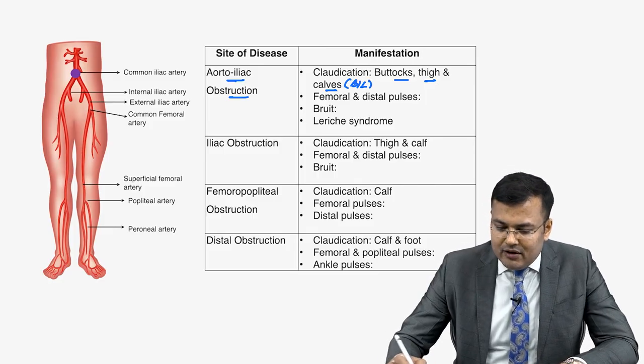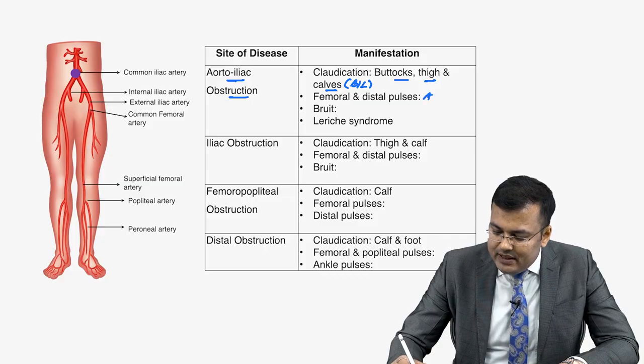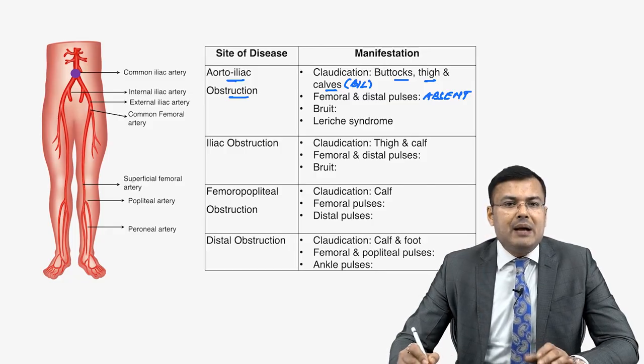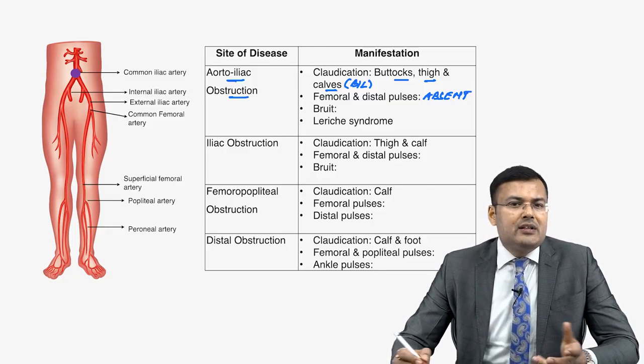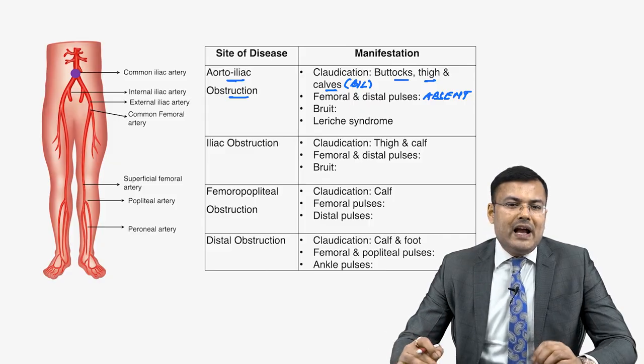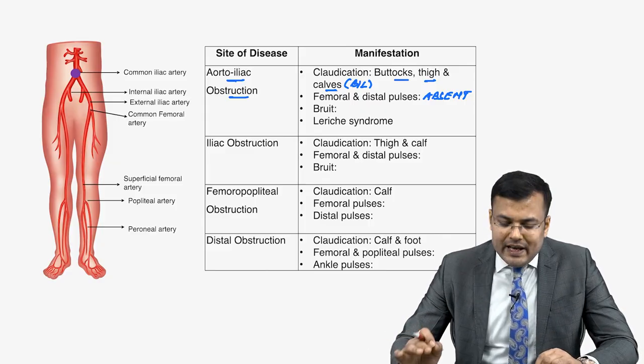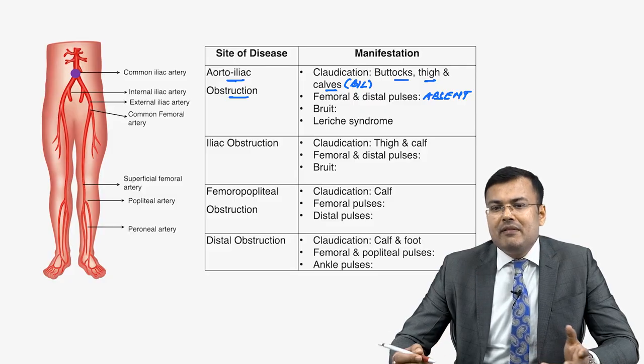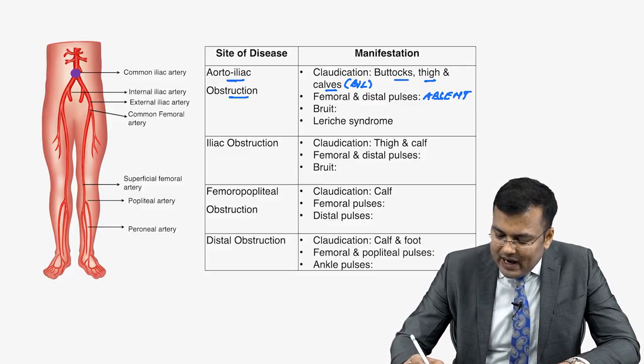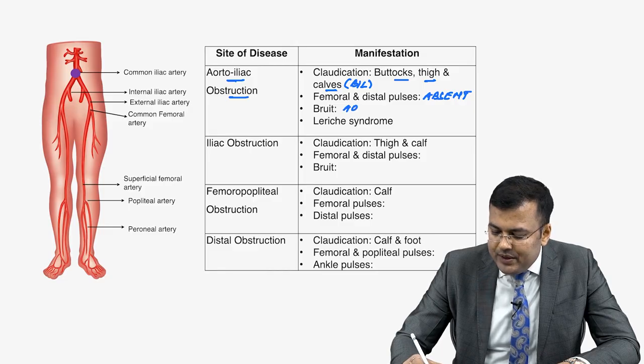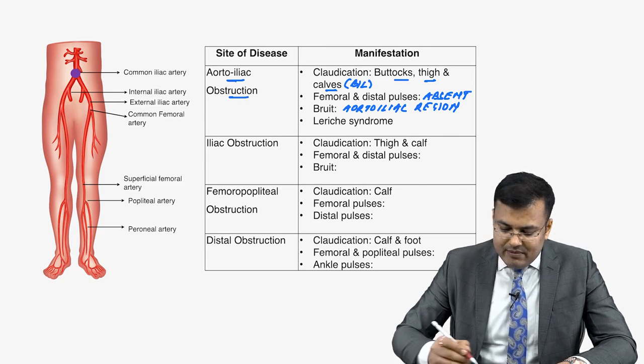Femoral and distal pulses will be absent in both limbs. Bruit, since the obstruction is at the aorto-iliac bifurcation. So there is aorto-iliac obstruction, and obviously there will be bruit at the aorto-iliac region. So where is the bruit? Bruit is at the aorto-iliac region.